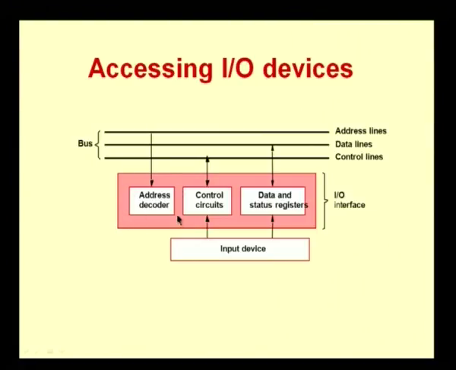The address lines will be connected to the address decoder. Remember, we talked about decoding the address and identifying that the particular device is being addressed. So, you will have a decoder here, and then there will be some control circuits, and then data and status registers. The data lines will be connected to the data and status registers, and control circuits will be connected to the control lines. The address decoder, control circuits and data and status registers act as the interface between the input device and the bus. When we talk about writing data or reading data, it is basically writing data and reading data into these data and status registers. So, that is what will actually be done. We will take a look at these details after a short break.